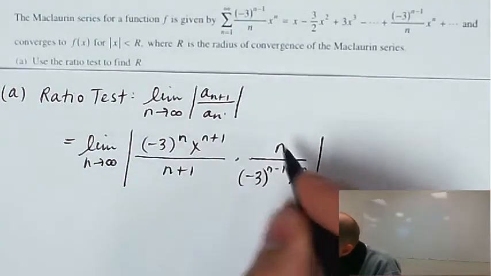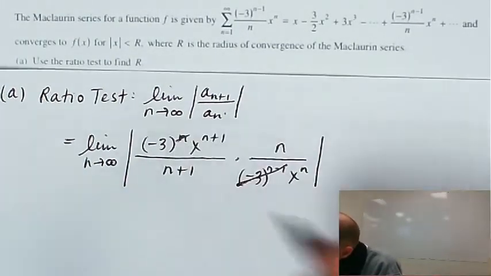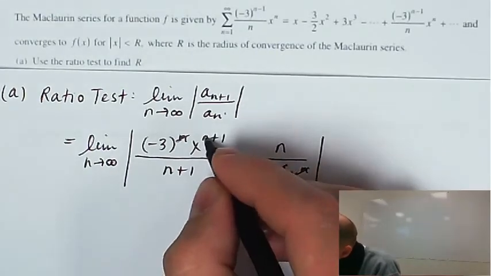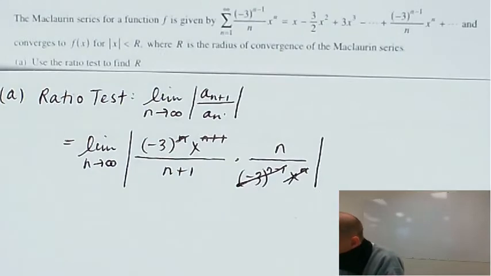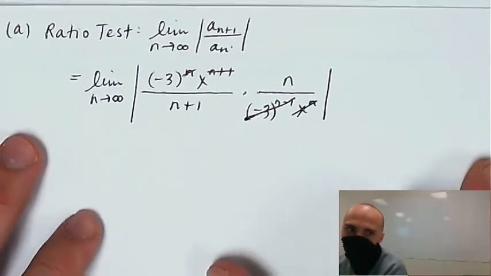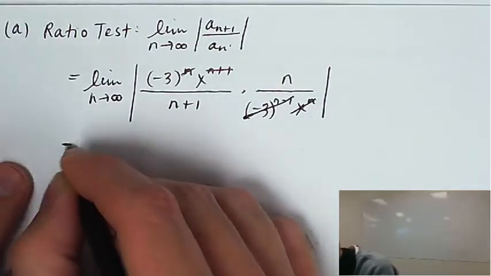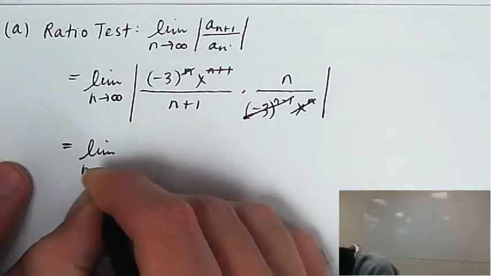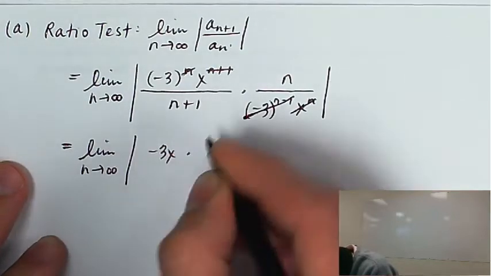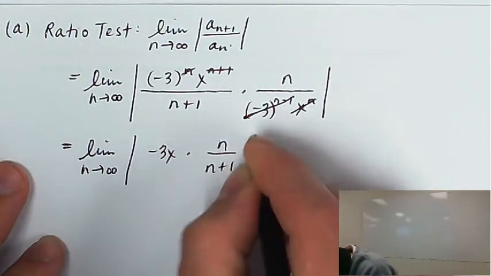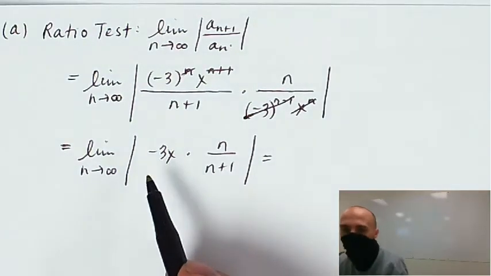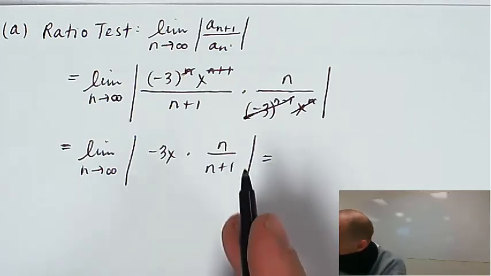I have n minus 1 and n up here, so I'll just be left with 1 up top. Over here, I'll also be left with 1 power of x in the numerator. And then I'll have the n over n plus 1, which as n goes to infinity is going to get closer and closer to 1. So it'll be the limit as n approaches infinity of the absolute value of negative 3x multiplied by n over n plus 1, which is going to be the absolute value of negative 3x, which is the absolute value of 3x. Same thing.